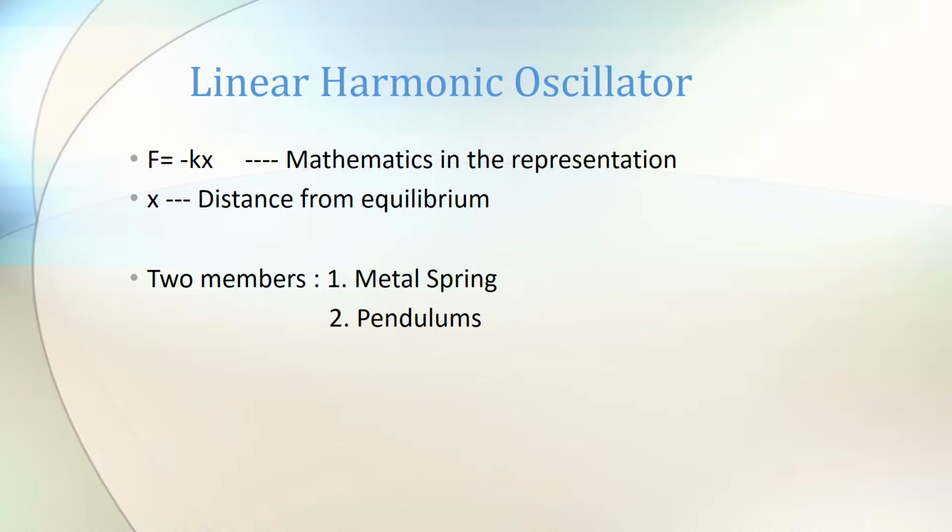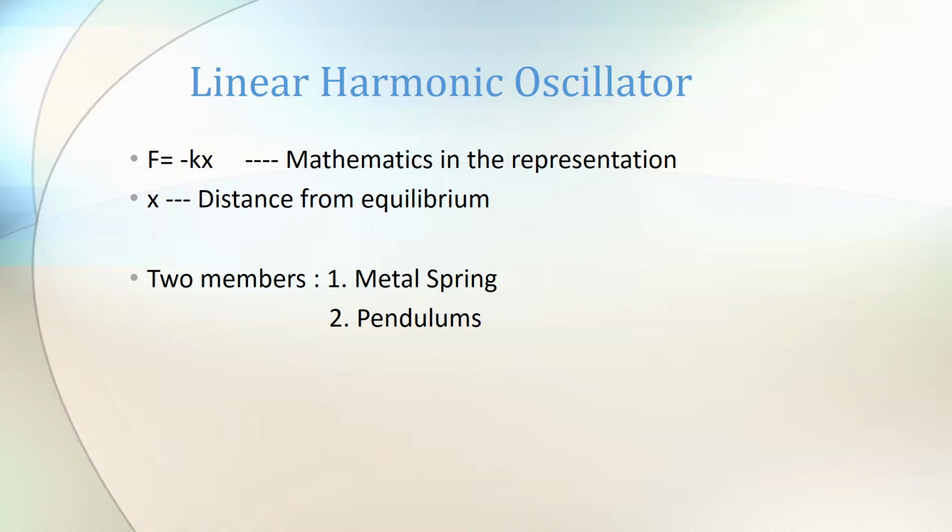In this simple model of representation, there are two members. One of them is the metal spring, and the other one is the pendulum. Even though metal springs and pendulums are different in many ways, they belong to the same family of physical representations because they share the similarity in mathematics. That is, they both satisfy the equation F equals negative kx.